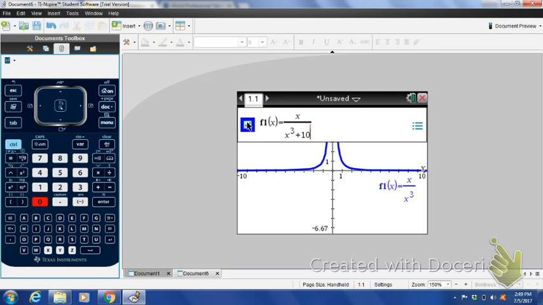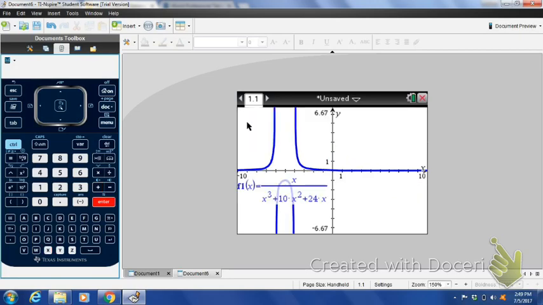10x squared, and then plus 24x. Then we hit enter, and we see some domain restrictions, right?